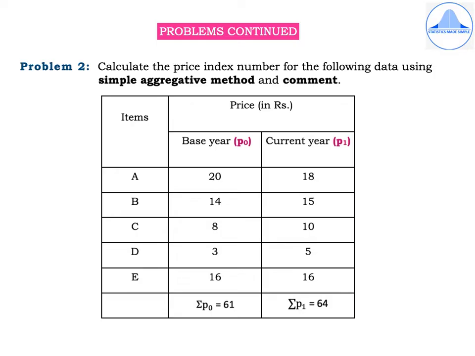So now the first step is to mark the prices in the base year as P0 and the prices in the current year as P1. And for the simple aggregative method, we need to find out summation P0 and summation P1. So we see that summation P0 is equal to 61 and summation P1 is equal to 64.